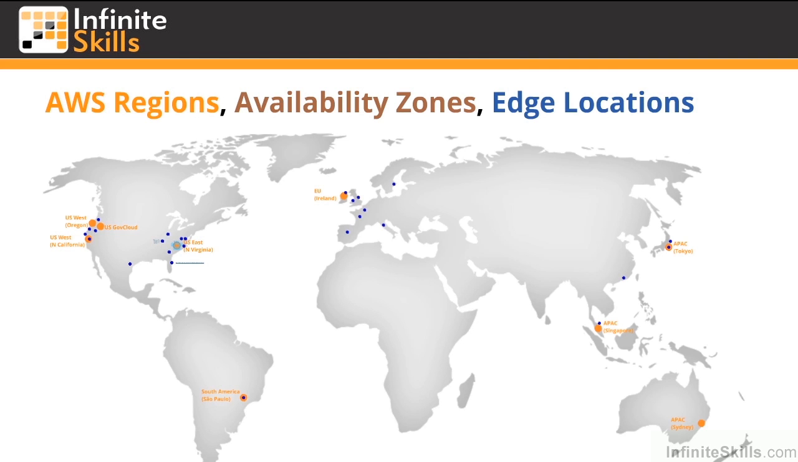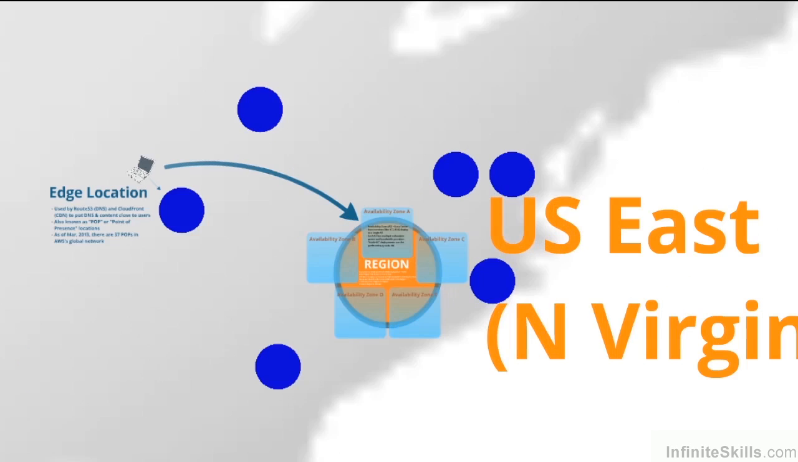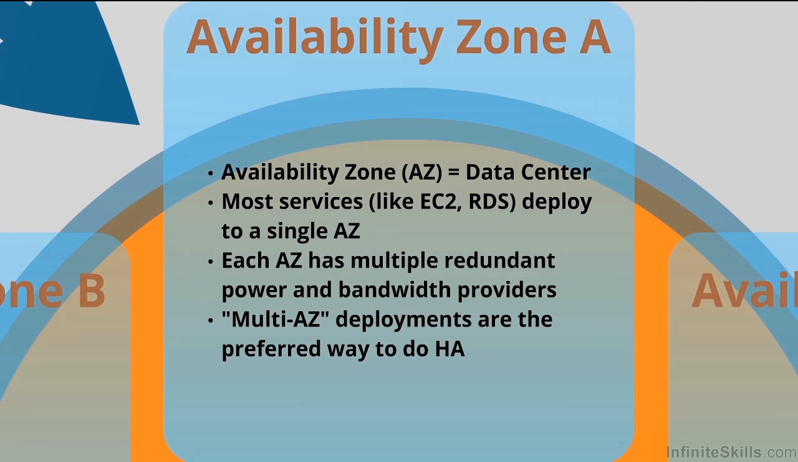In this presentation, we'll take a quick tour of AWS regions, availability zones, and edge locations. Let's start off with what should be very familiar, the concept of a data center. In Amazon nomenclature, a data center is known as a single availability zone, or AZ.